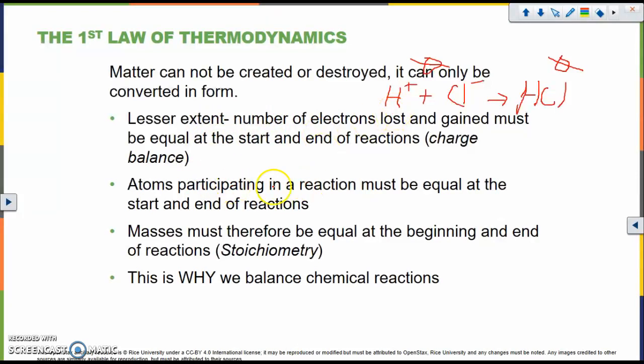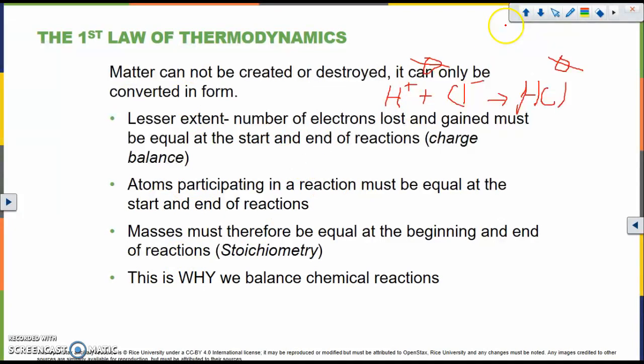The number of atoms participating in a reaction must be equal at the start and end of reactions. You have one hydrogen atom, and you have one hydrogen atom on the product side. You have one chlorine atom on this side, and you have one chlorine atom there, okay? If we do the masses, and this third bullet here, folks, is going to be more when we're talking about stoichiometry, which is going to be probably in the middle of the semester, okay? And this is one of the reasons why we balance chemical reactions.